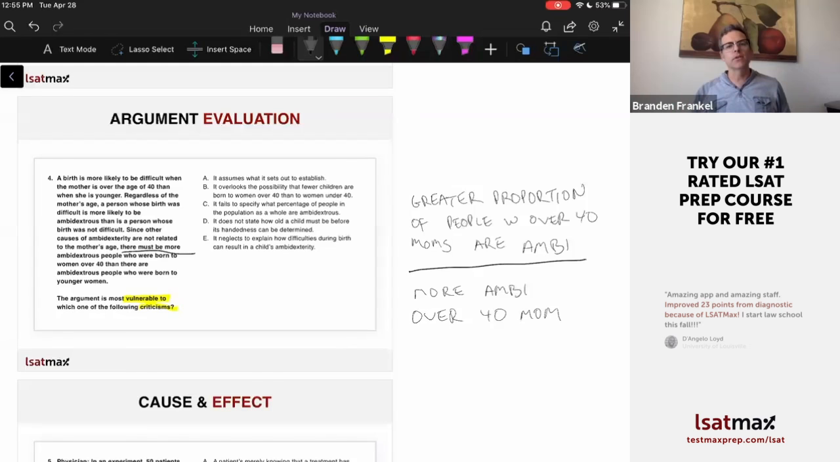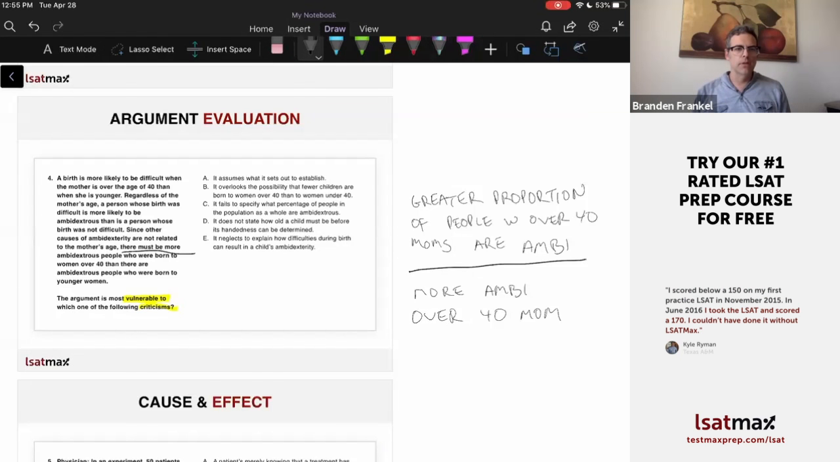So we're making a comparison here between these groups: people born to women over 40, people born to women under 40. We know that a higher percentage of people born to women over 40 are ambidextrous. But a higher percentage does not necessarily mean a higher amount. And so how many people overall are born to women over 40 as opposed to how many people overall are born to women under 40?